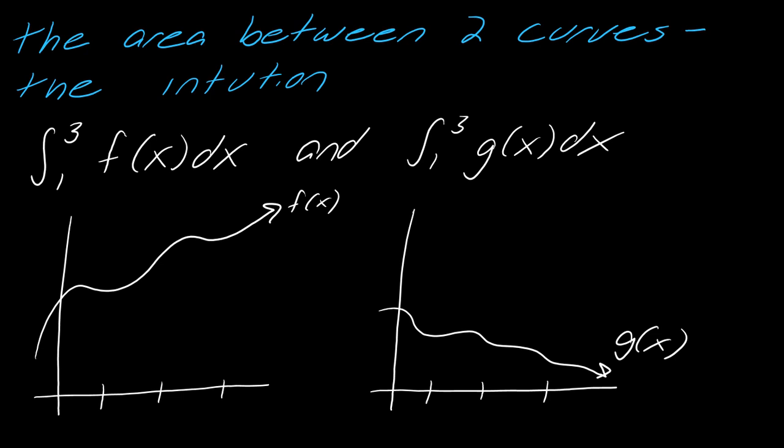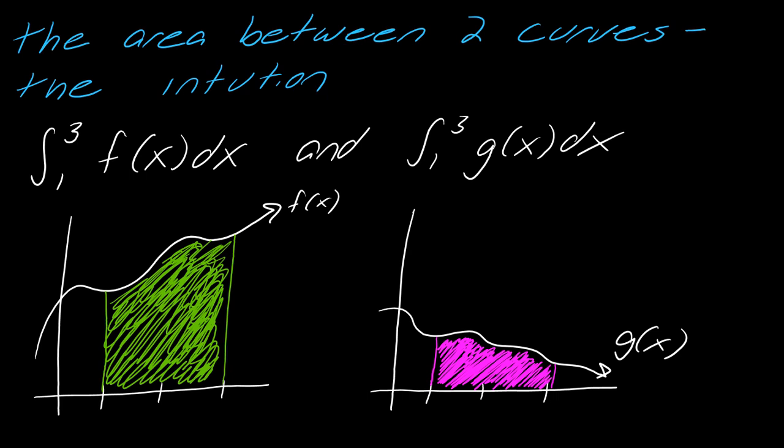Okay, so to build up the idea of the area between two curves, let's say that I've got two functions, f of x and g of x. We'll just keep the limits of integration the same. Let's also say that f of x is greater than g of x. If I just wanted to integrate both of these functions, this would be the area that I would be finding for both, right?